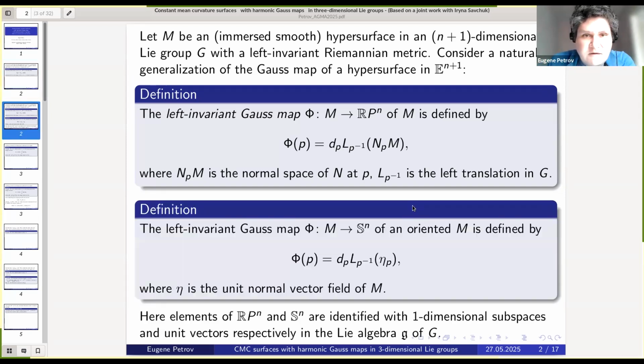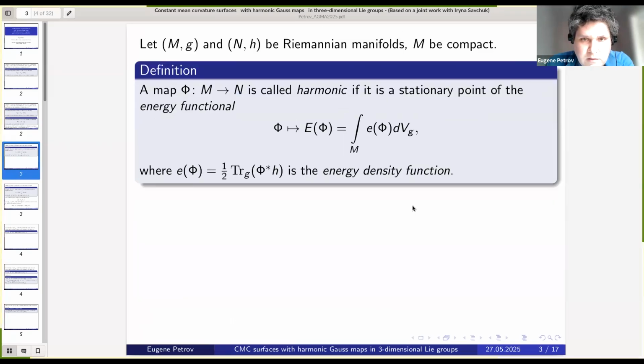And if we have an oriented hypersurface, of course, we have the unit normal vector field, which depends on the orientation, and so we may translate this unit normal vector and get an element of the unit sphere in the Lie algebra. So we get a Gauss map to S^n. Here we are concerned with harmonicity of this map.